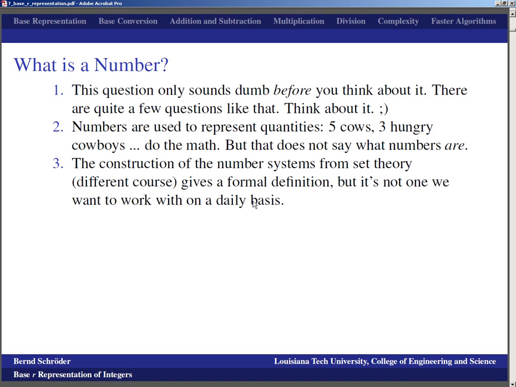And so the construction of the number systems from set theory, which is a different course entirely, that gives a formal definition. But it's not what we want to work with on a daily basis, trust me. So this different course here is Fundamentals of Mathematics. It's a course that I would certainly recommend to you.